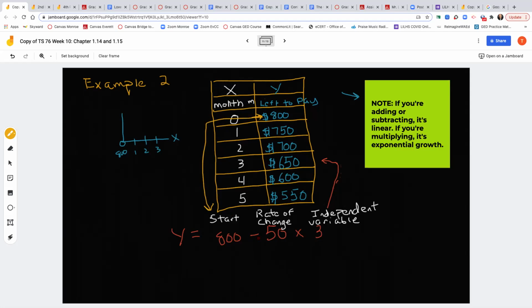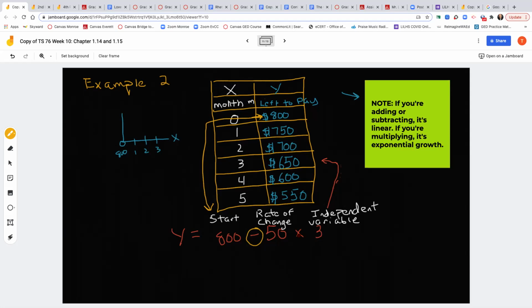Minus. The reason I said minus here instead of plus is because we're subtracting 50 each time. You see that? So that's where that minus came from instead of a plus. The rate of change, we already looked at the chart and said it's changing 50 each time.